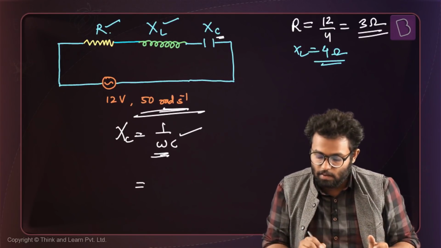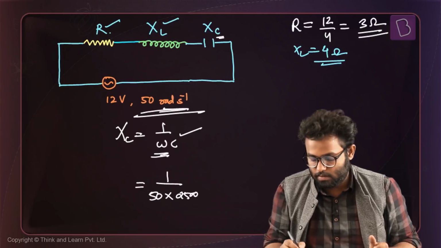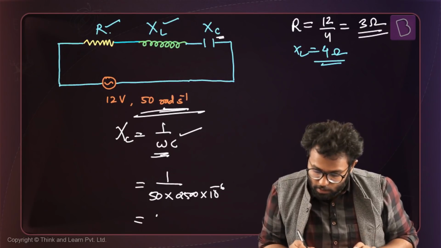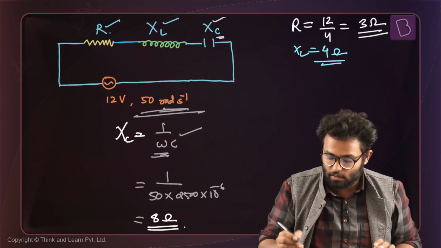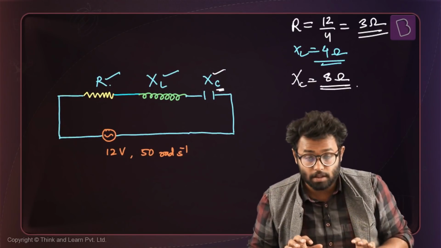Now I can find the XC, which will be equal to 1 upon 50 radians per second times C, which is 2500 microfarads. That is 10 to the power of minus 6. When you calculate that, you get it to be equal to 8 ohms. Alright, so you have found the XC as well. So now you know R, you know XL, and you know XC. Now we have to find power in this circuit, right?